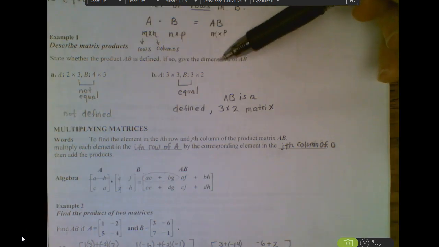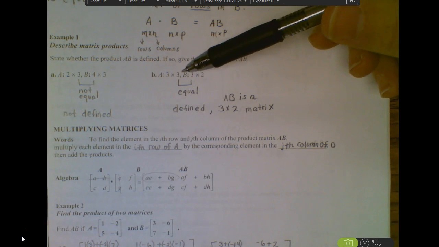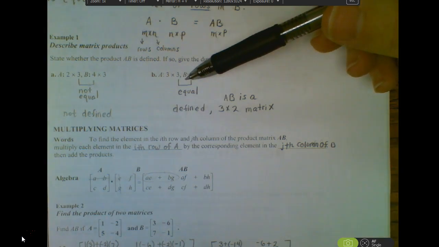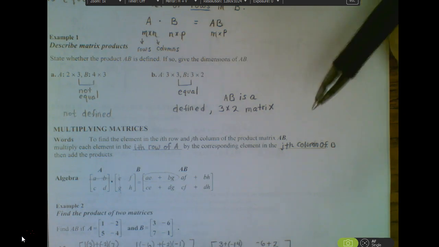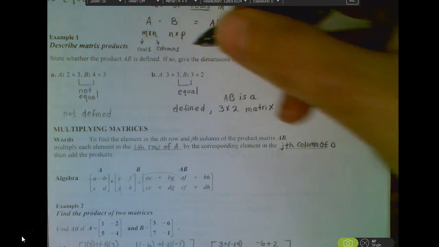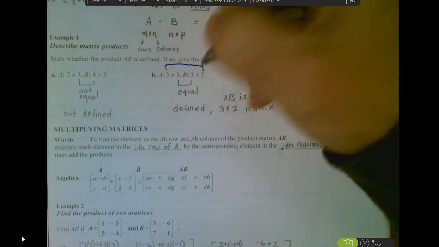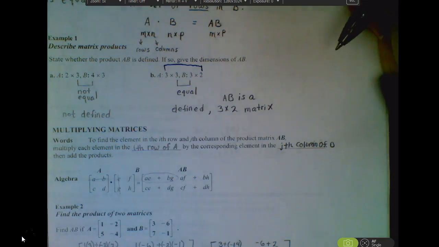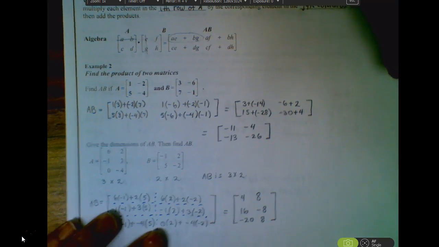So here's what should happen. So if my interior numbers match up, so this guy has a 3 and this guy has a 3, because these columns match these rows, I am allowed to multiply. And if I multiply, my result would be a 3 by 2 matrix. And so that's what you're seeing within these guys. So when they match up, here's how this works.